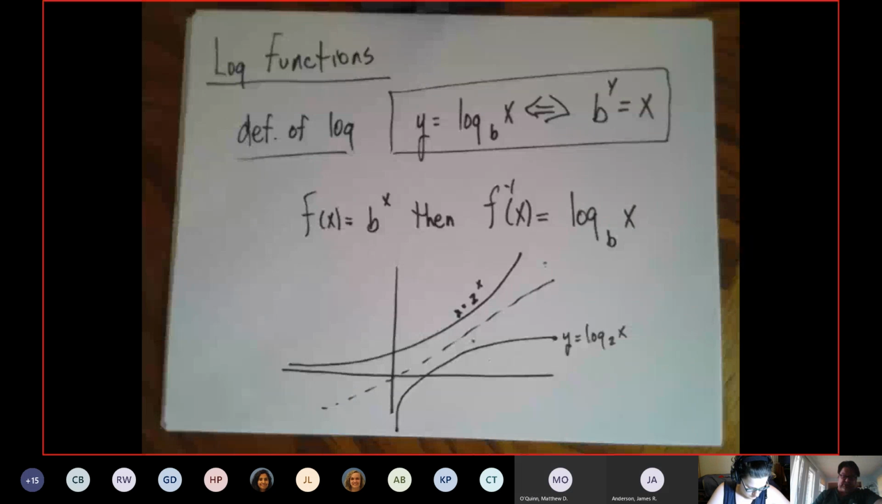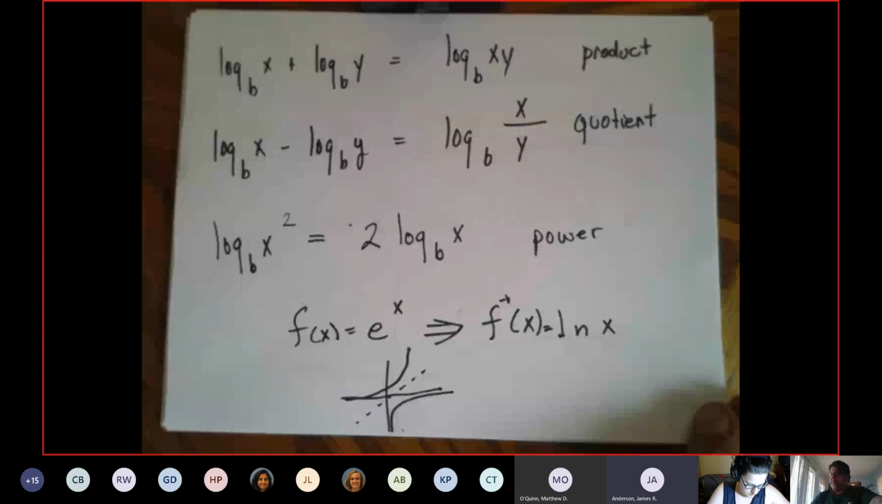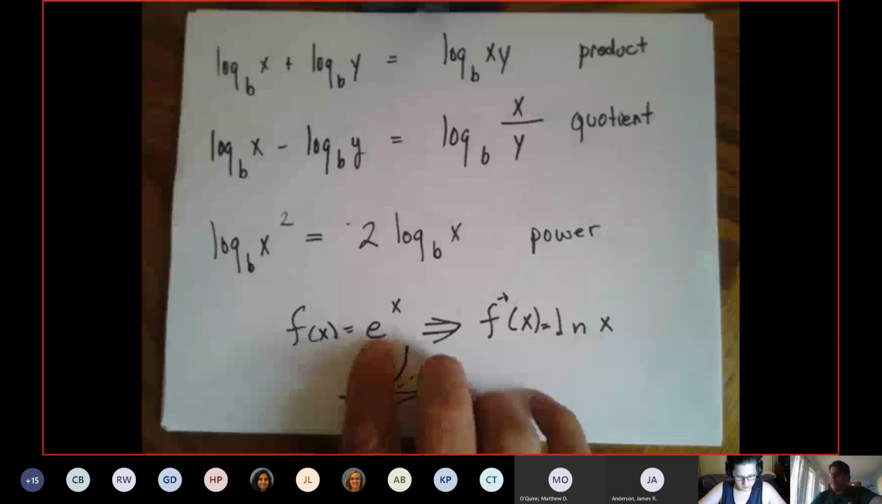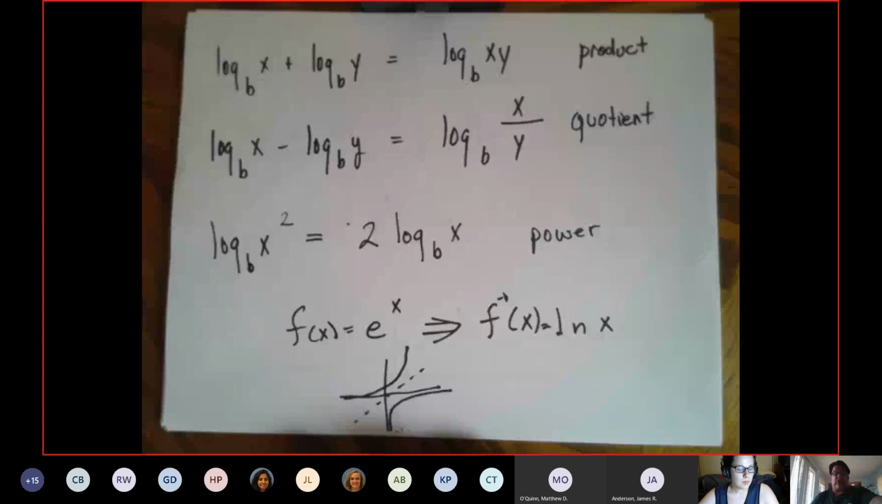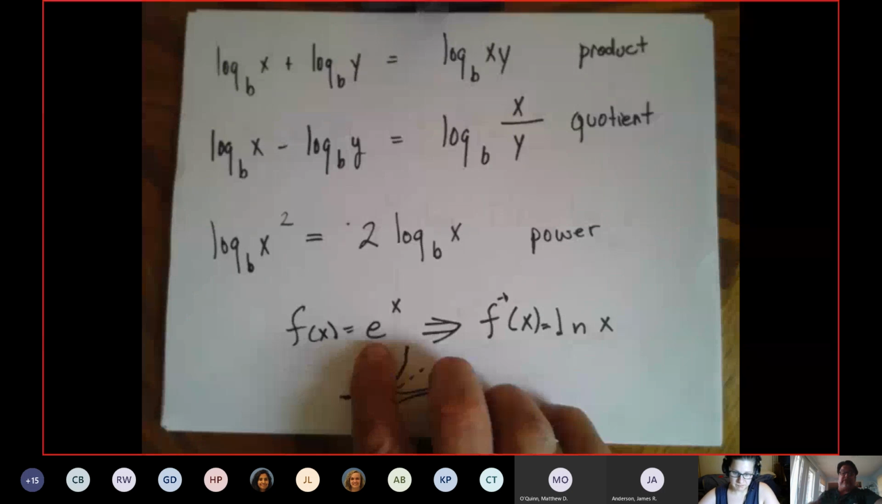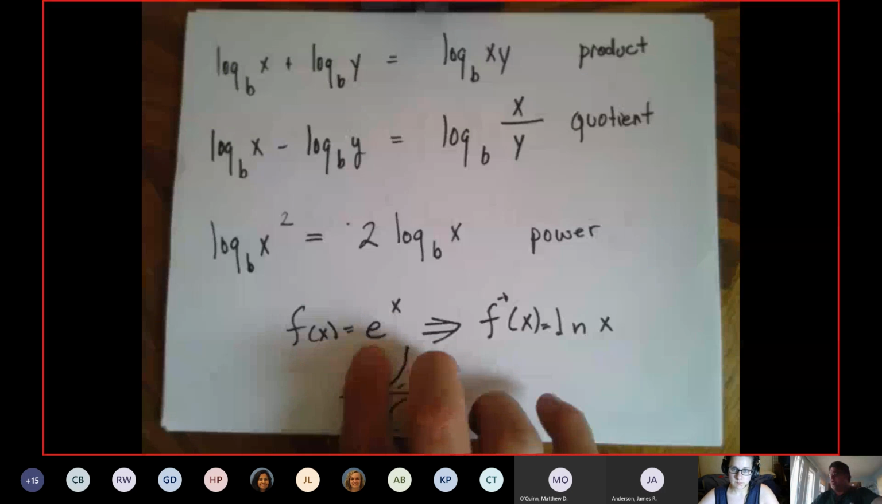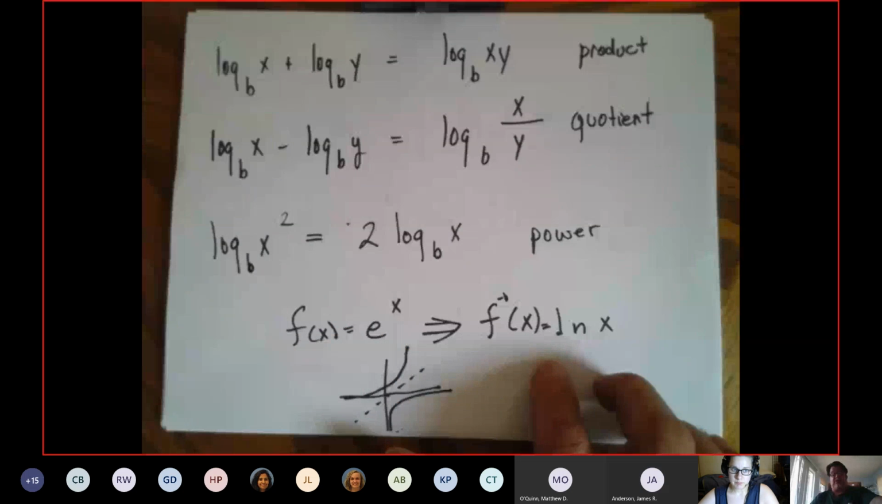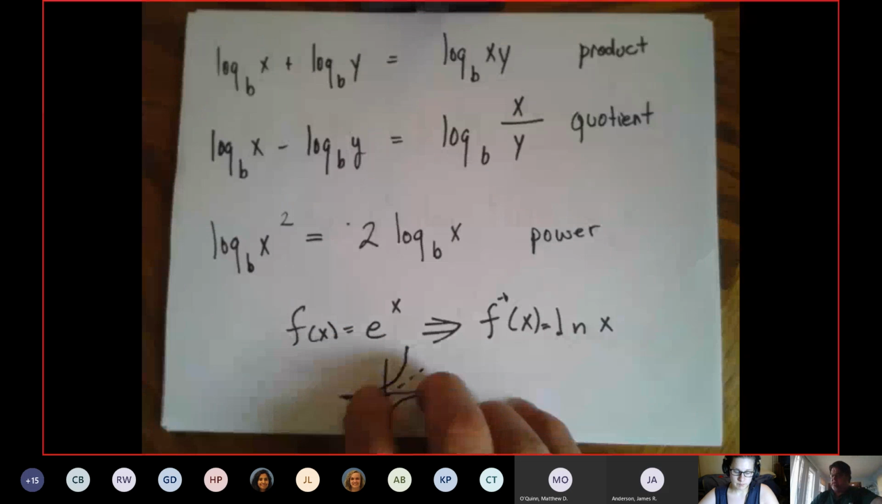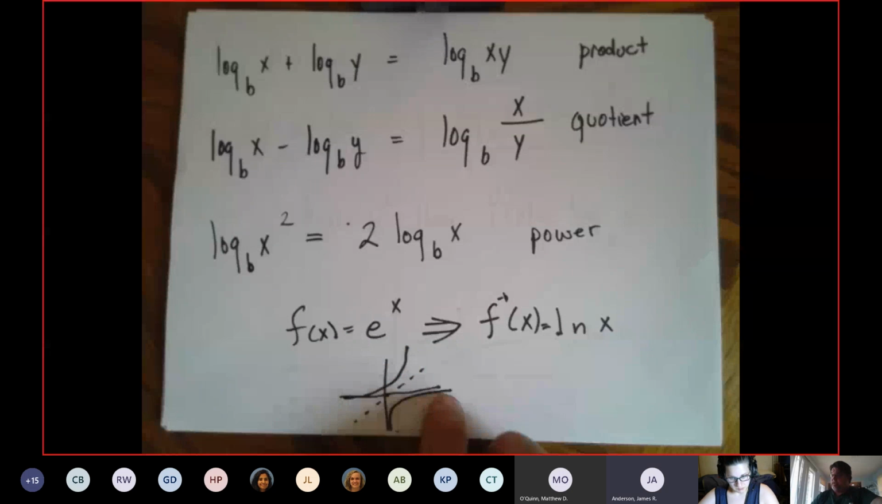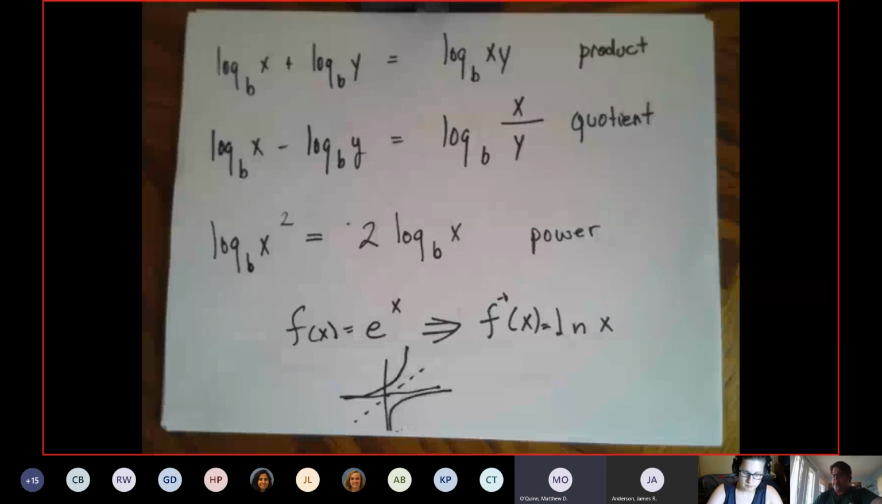And as Miss Hart said, the inverse function of e to the x is the natural log of x. So you were correct, Miss Hart. It just wasn't the right time to say that back then. The inverse function of e to the x is the natural log of x. And you see, this is e to the x, and this is natural log of x.